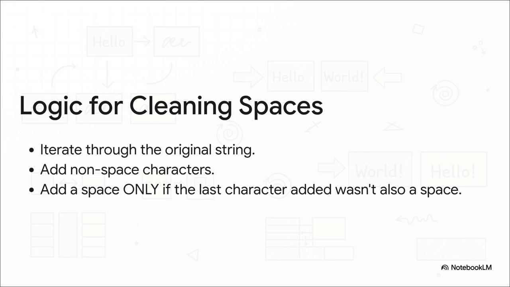Well, you just walk through the original string 1 character at a time. If you see a character that's not a space, you just add it to your new clean string, no problem. But if you see a space, you have to follow one simple rule. You only add it if the last thing you added wasn't also a space. That's it. That little rule magically gets rid of all the leading, trailing, and extra middle spaces.